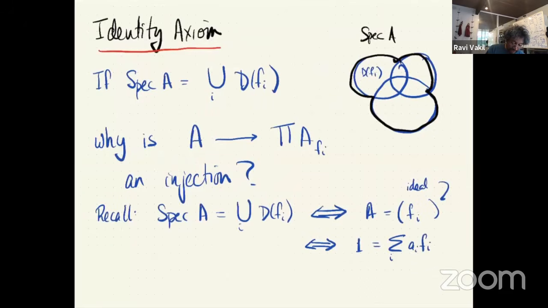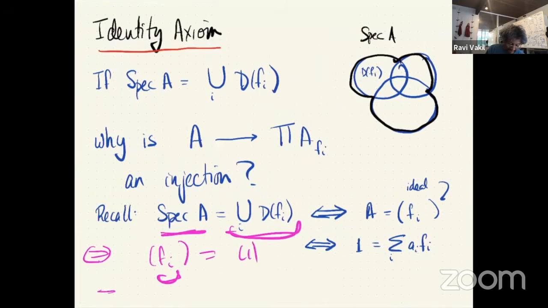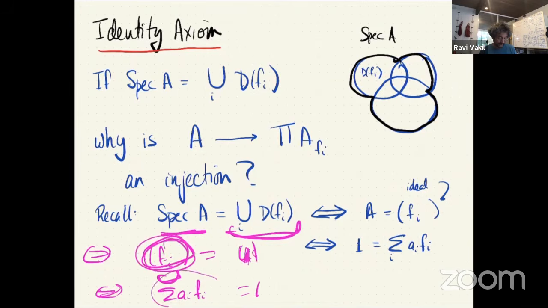which is, remember, or do again yourself, that if Spec A is a union of these distinguished open sets, that's exactly the same thing as saying that the ideal generated by these elements F_i is the unit ideal. And that is exactly saying that the unit ideal is the sum of a_i F_i. It's some linear combination of the F's. Because if one is in here, then the things in here are written in this way, and so that's what it is.